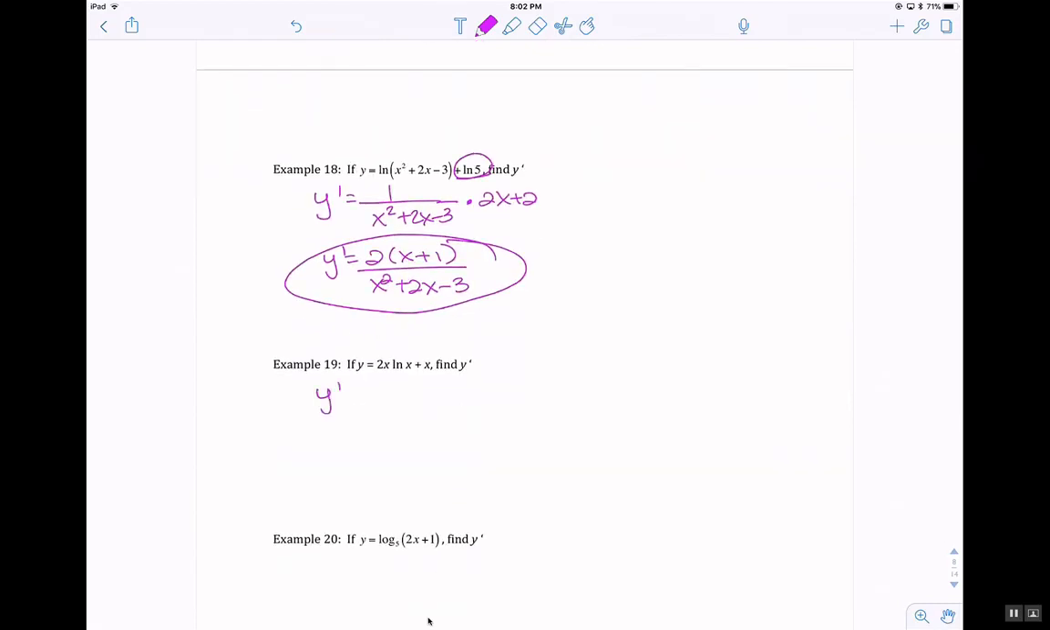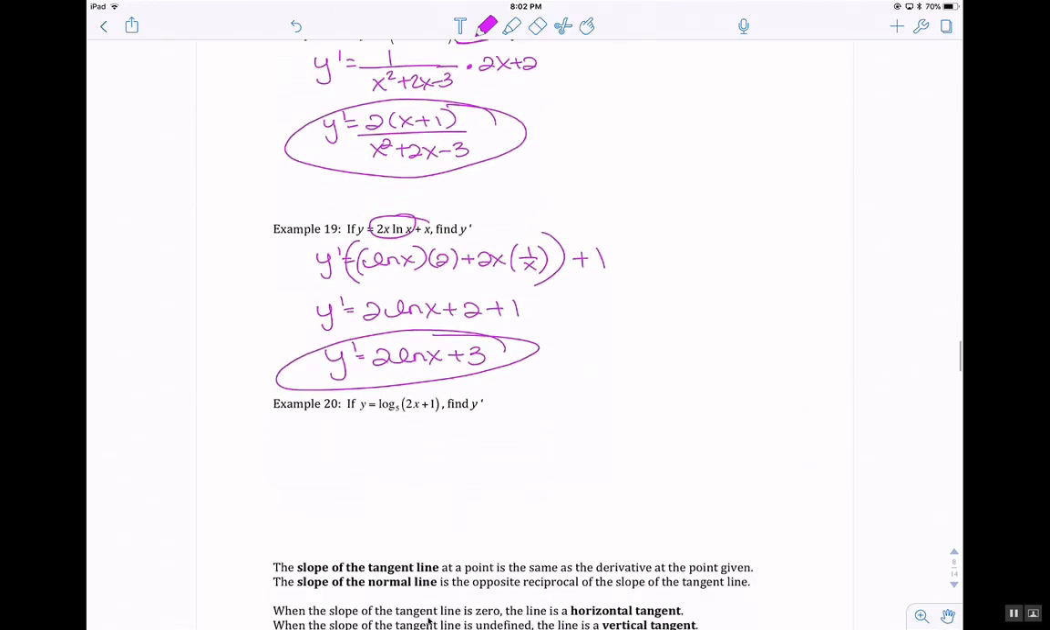Example 19, y prime. This first part is a product rule. So ln of x times the derivative of 2x, which is 2, plus 2x times the derivative of ln of x, which is 1 over x, and then plus the derivative of x, which is just 1. So y prime is 2 ln of x, plus 2, plus 1. So y prime is 2 ln of x plus 3.